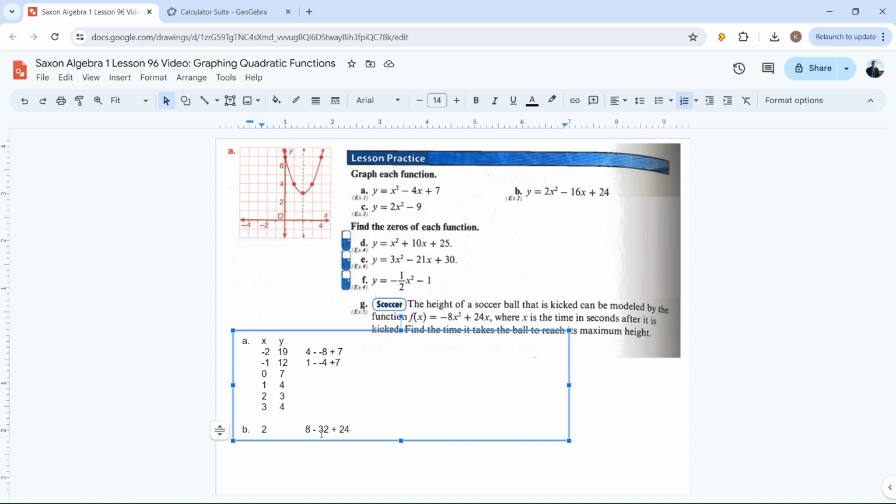8 minus 32 is -24, plus 24 is 0. 0 is easy for me to graph, so I'm going to include this point, (2, 0). All right, let's see what happens now if I use 3 as my x value.